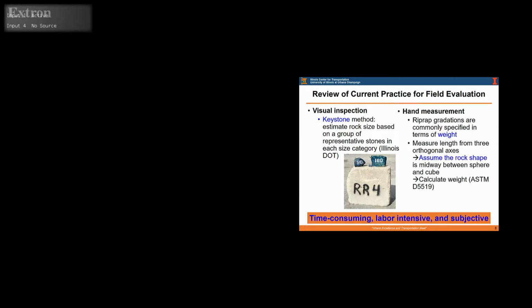So in general, these two methods are time-consuming, labor-intensive, and subjective. Also, it's not always that accurate because you have the shape assumptions made between a sphere and a cube. That's not always the case.